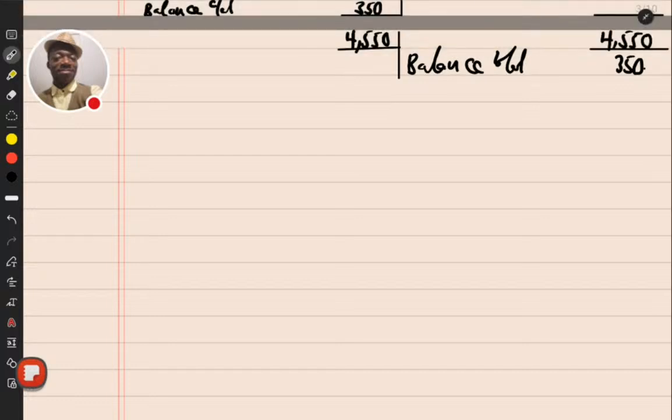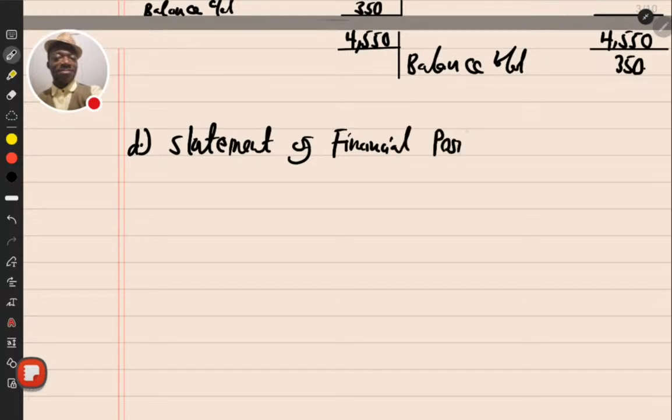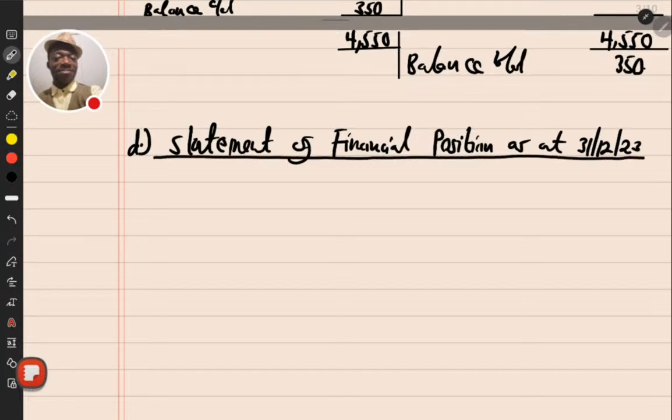So how do we go? Here, to the last aspect, we are asked to prepare what? Statement of financial position as at 31st December 2023. And same thing as what? Balance sheet, you know. So here too, I have our two columns.